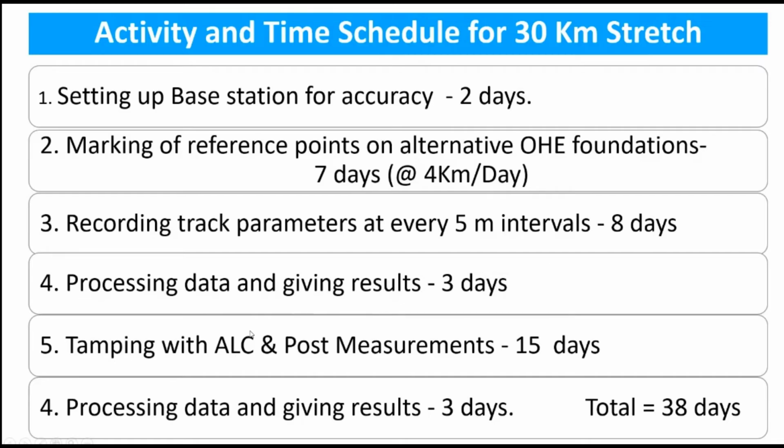Then tamping with ALC and post measurement takes 15 days. In tamping, the block requirement we get is only about 1 hour, so that requires a lot of time. 15 days were taken for one round of tamping. Then processing of data for the final result is 3 days. So a total of 38 days are required to do alignment and profile correction with survey trolleys as well as the tamping machine.